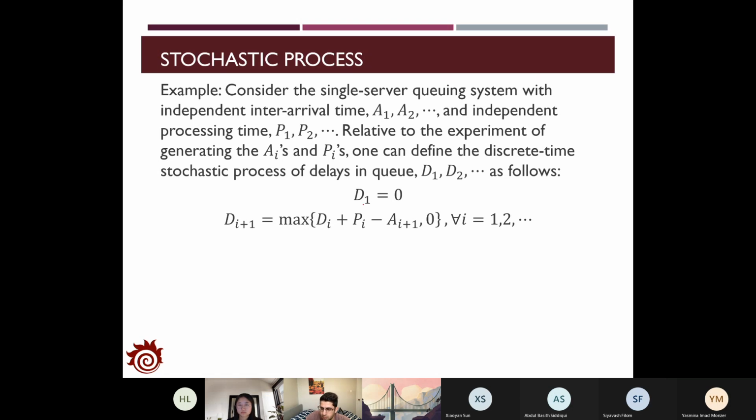For the first request, the delay is definitely 0, since no one is in the queue. But for the following requests, the delay is determined by this equation: the maximum of Di plus Pi minus Ai+1, depending on how long you process the previous request and what the interval is for the next request to arrive. And definitely the delay should not be less than 0, so you have to take the maximum, keeping the value at least 0.